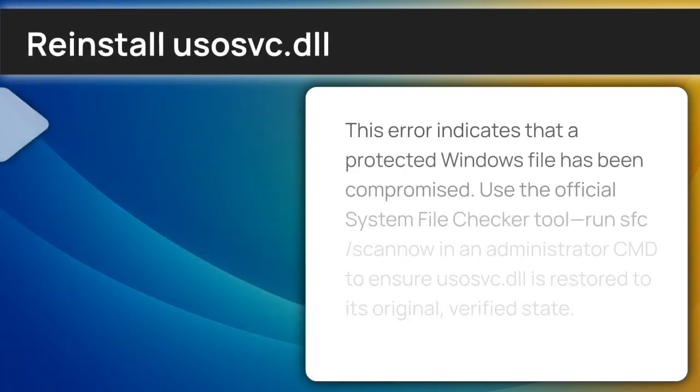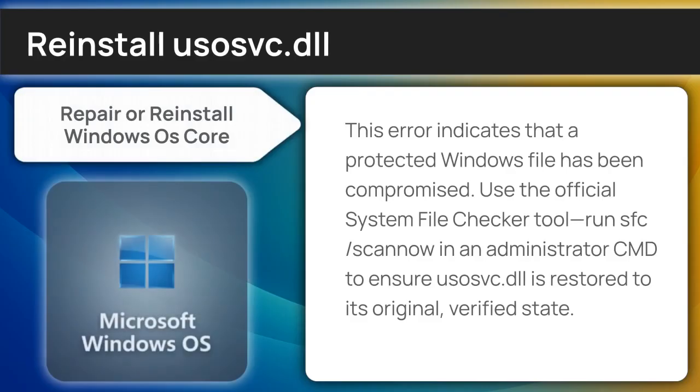This error indicates that a protected Windows file has been compromised. Use the official System File Checker tool. Run sfc /scannow in an administrator CMD to ensure the Update Orchestrator Service DLL is restored to its original verified state.